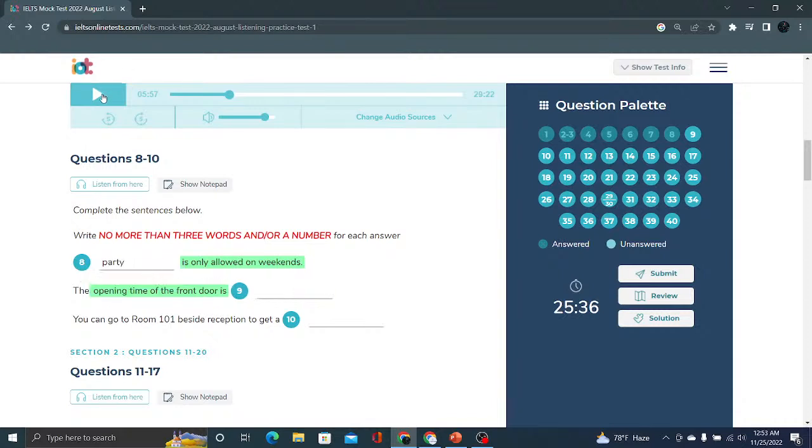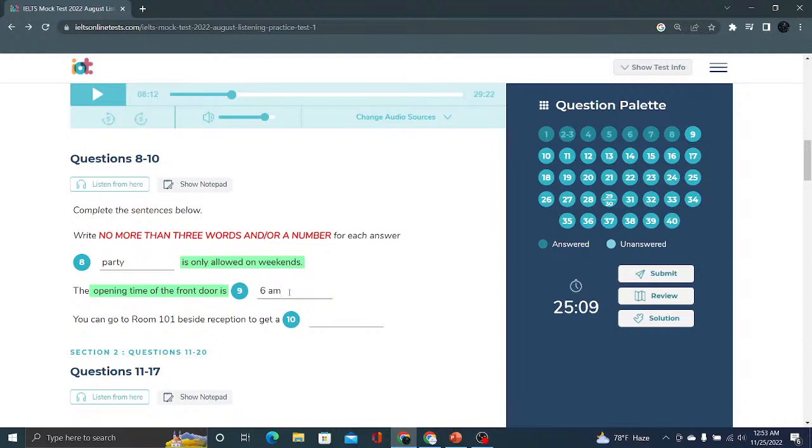Let's listen. The last rule is to pay attention to the opening time of the front hall. The door is locked at 11 p.m. and opened again at 6 a.m. the next morning.